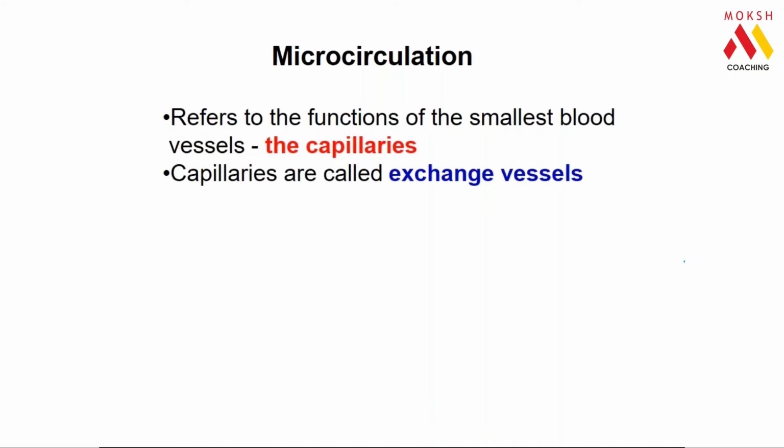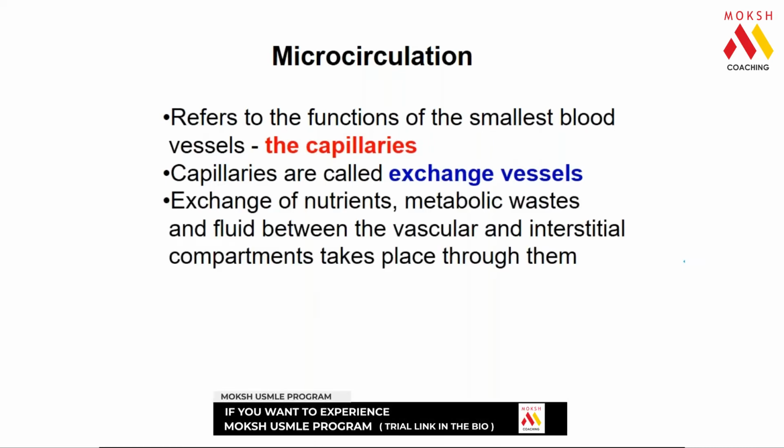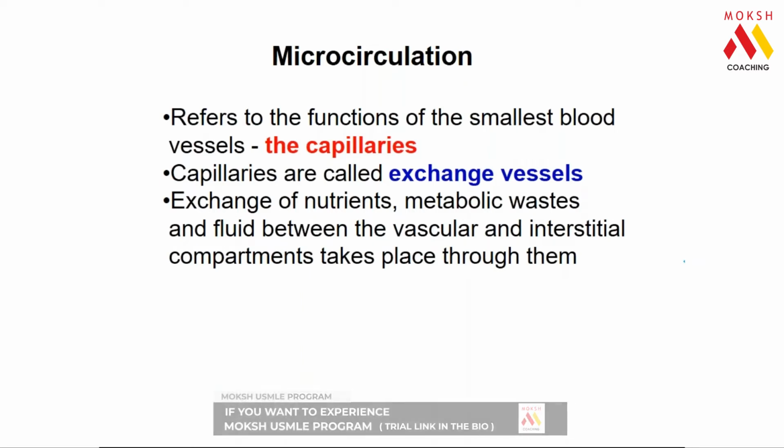So capillaries, if you correlate from what we did in the last class, you will see that capillaries are vessels where the movement of the blood is very slow, and therefore it's a good place for proper exchange of oxygen or carbon dioxide or any other substances. So it is also well made for the exchange process. Now, exchange of nutrients, metabolic waste, and fluid between the vascular and interstitial compartment takes place through them.